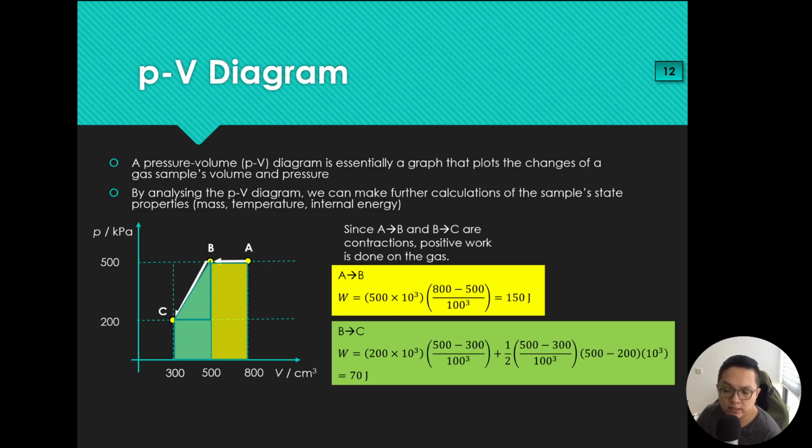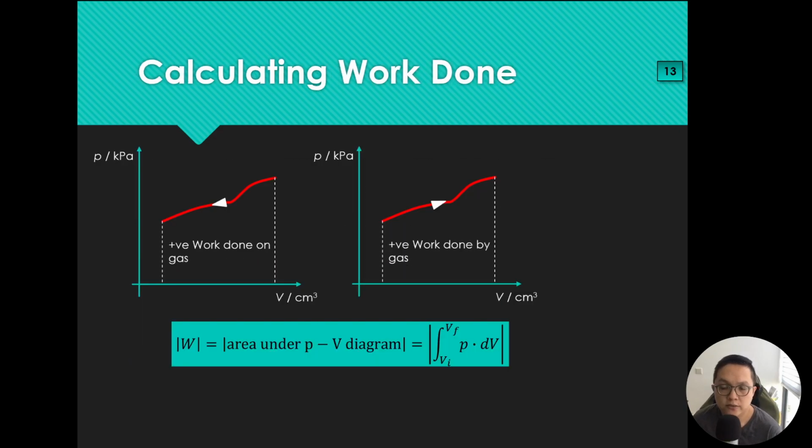Note that I say positive work is done on the gas. I have to say this, because if I just say it's a compression and positive work is done, I need to say it's on or by the gas to be very, very clear. Moving on, calculating work done: if I go from a larger volume to a smaller volume, this is compression. That means positive work is done on the gas. If I go from a smaller volume to a larger volume, positive work is done by the gas. Essentially, your work done is the area under the PV diagram. Those of you who are okay with integration can integrate this to find the area under the graph.